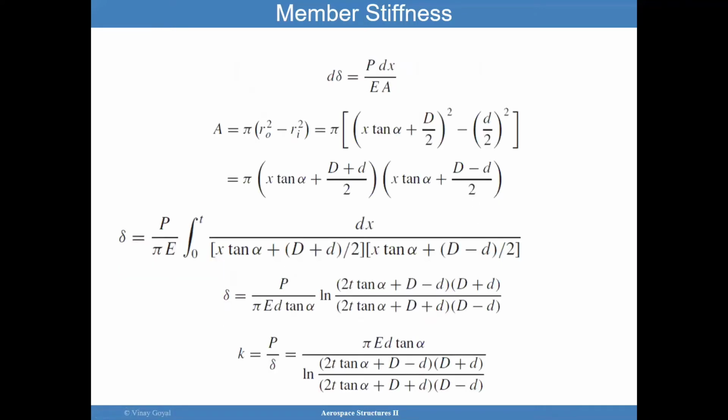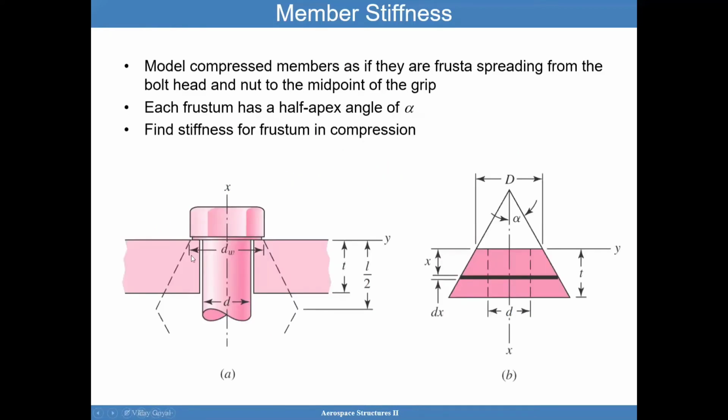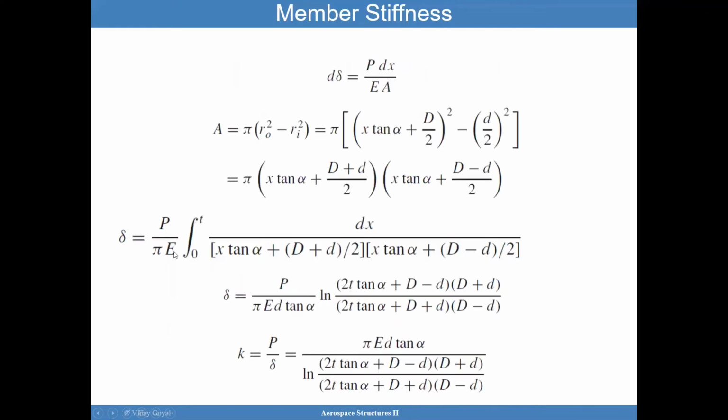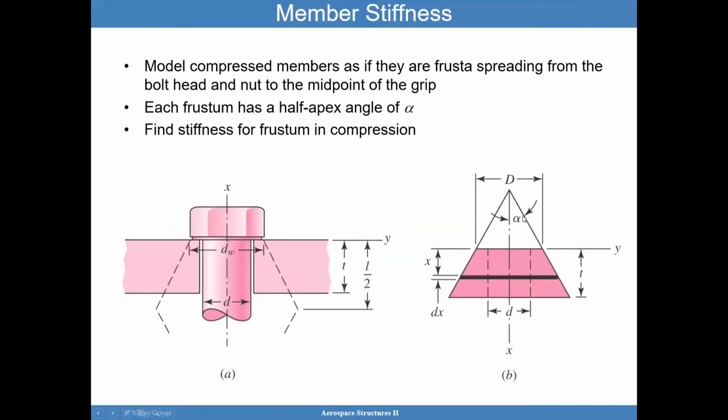One can do a very elaborate calculation by finding the overall deflection of this frustrum. We know the modulus is E, the load is P, and since it's a conical frustrum, you'll have a pi and an integral through the thickness. You have to go through all this formulation, but at the end of the day, the stiffness involves pi, the modulus E, d, and tangent alpha, where alpha is half of the apex angle of that frustrum.